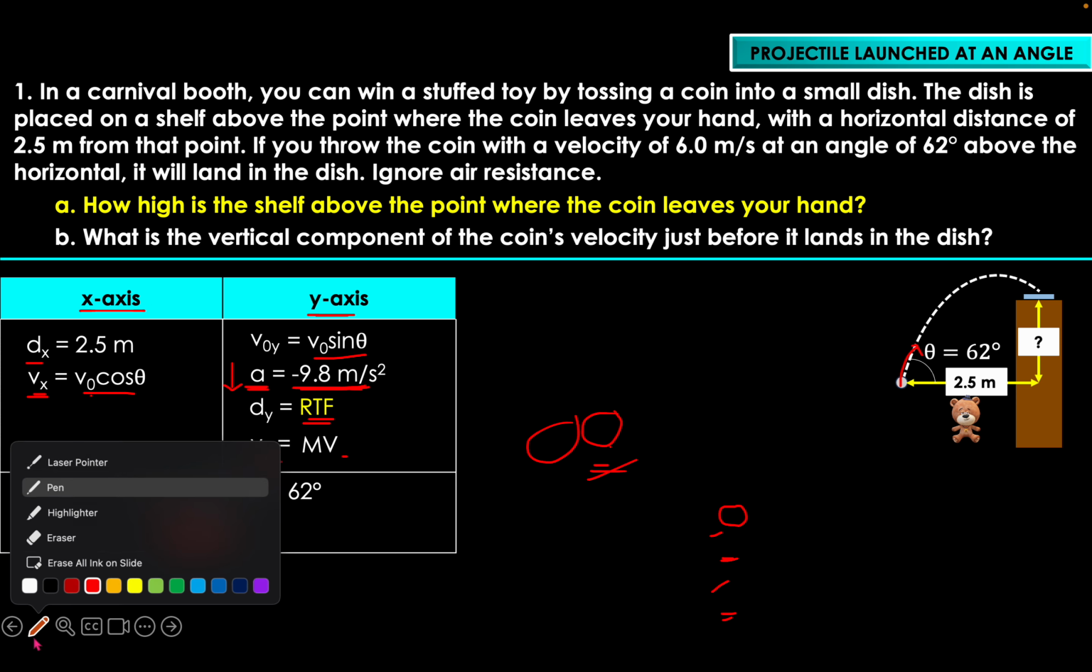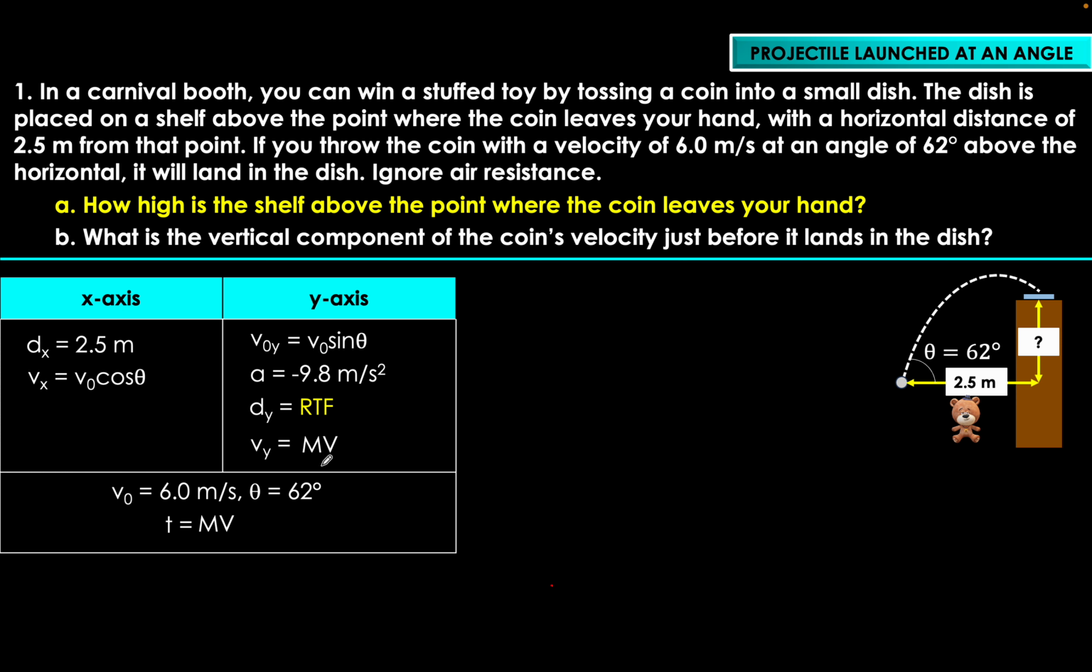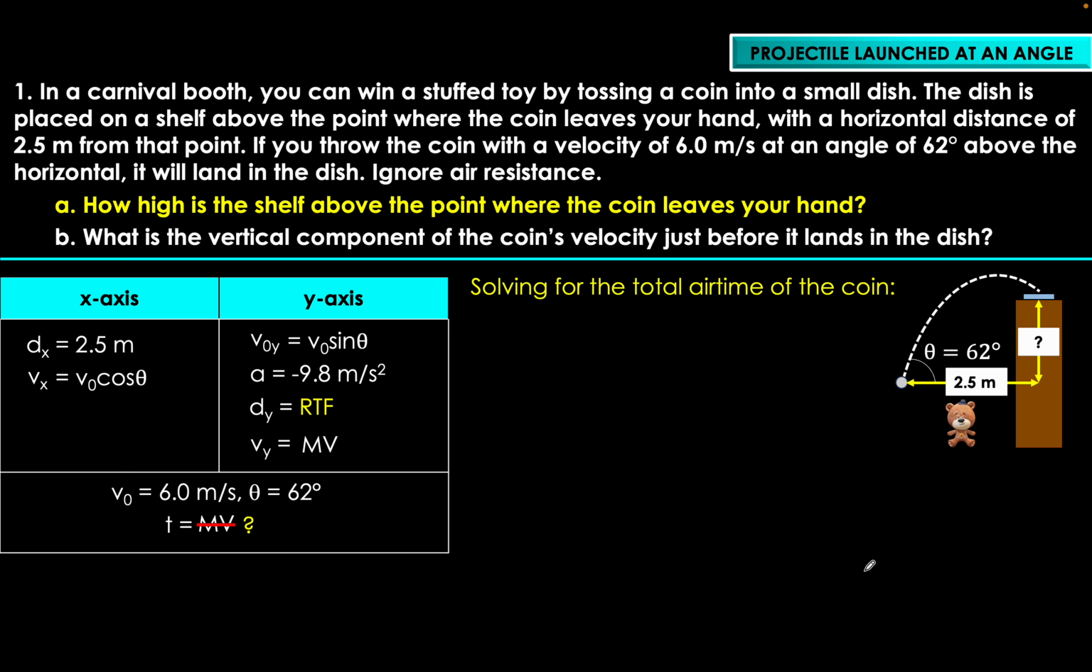So what we're going to do now is solve for time using our x component because y is insufficient. Let's solve for the total air time of the coin using our horizontal equation, or our constant velocity equation. So v sub x equals d sub x over time. Then we cross multiply to isolate time. So you have horizontal velocity times time equals displacement along x. We divide both sides of the equation by v sub x because we want to isolate time, so we cancel v sub x, and then time equals d sub x over v sub x.